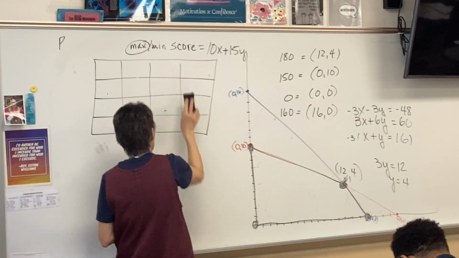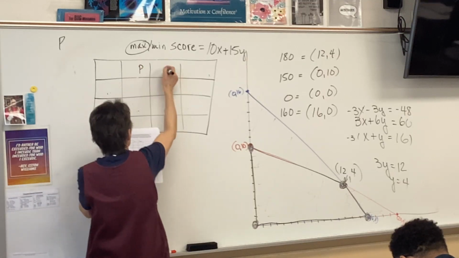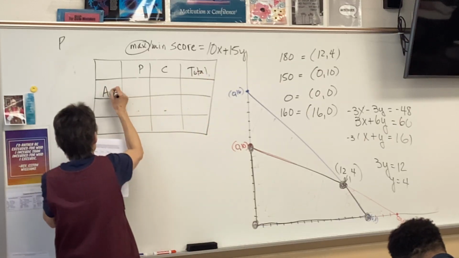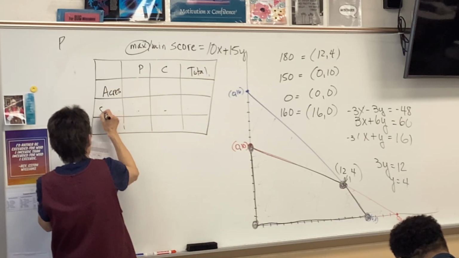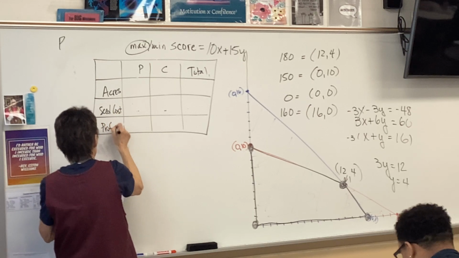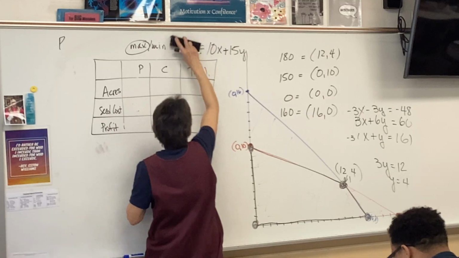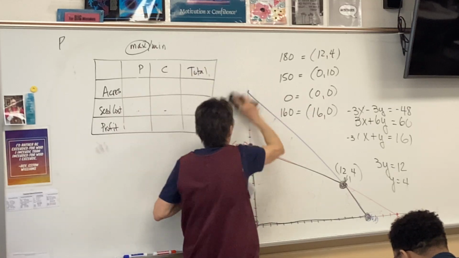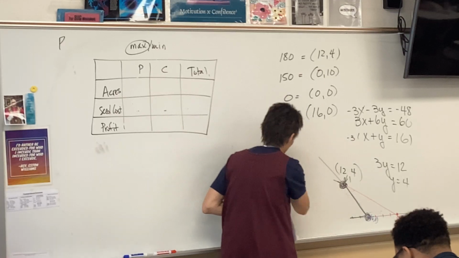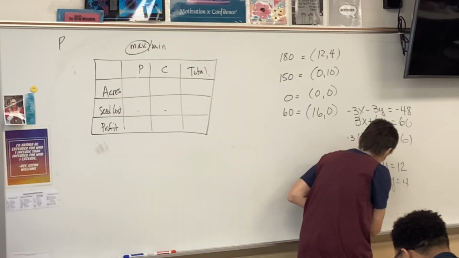All right, so let's see, we got our little chart all set up for us this time. We got potatoes, corn, total. We got acres, seed cost, profit. Maximize and minimize something. All right, have you read the problem? Are you filling in your chart?